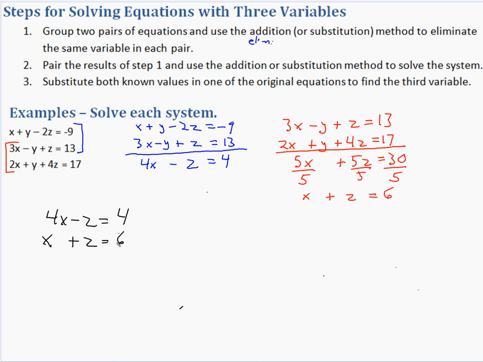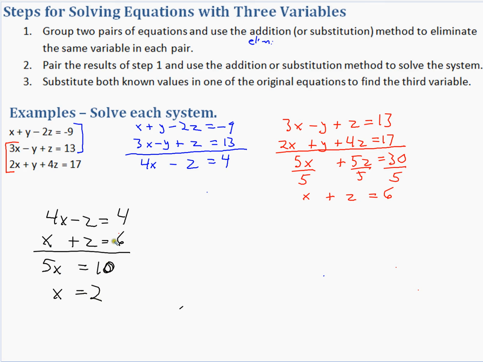Well, this one works out nicely again. The z's are opposites, so we can go ahead and use addition method. Again, it might not always turn out this simple. You might have to multiply the equations by something, but this works out nicely. By adding, we have 5x. The z's eliminate, equals 10. Dividing both sides by 5, we get x is equal to 2.